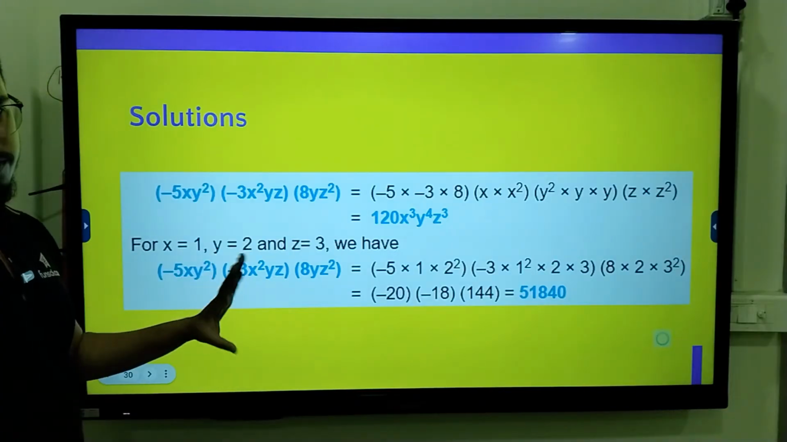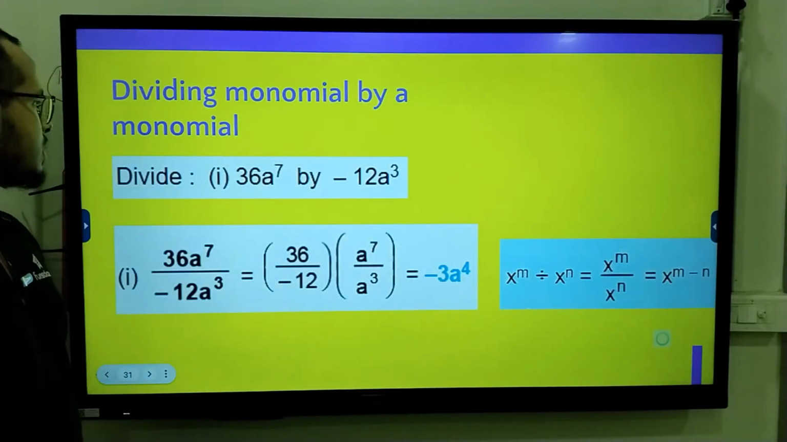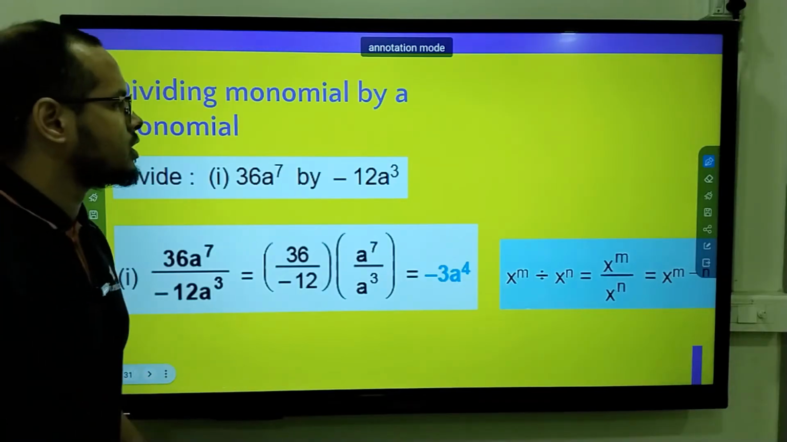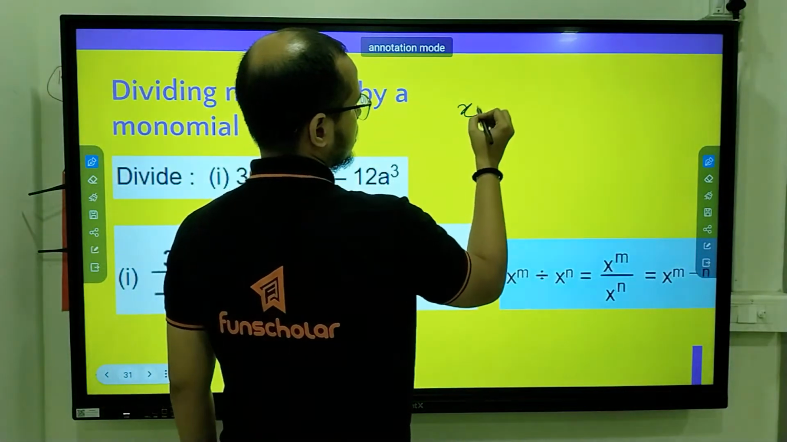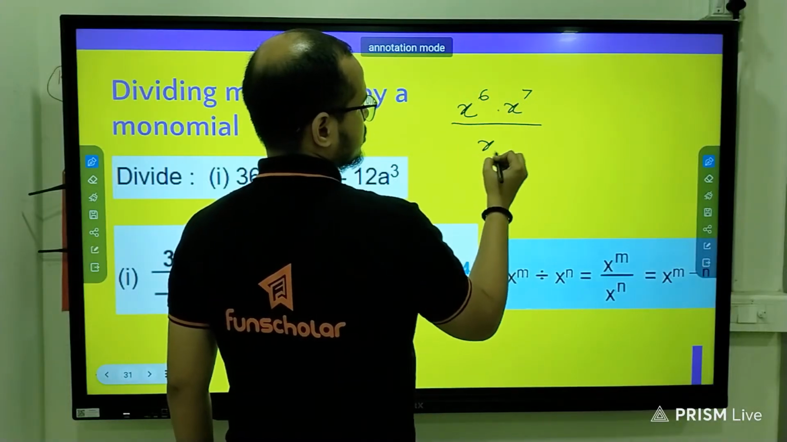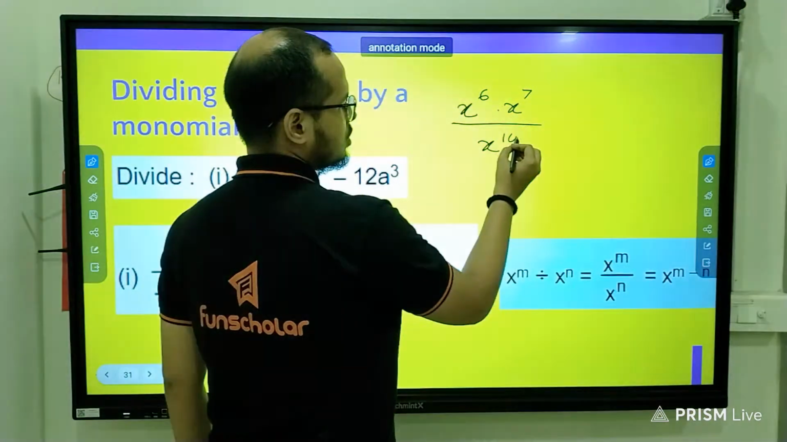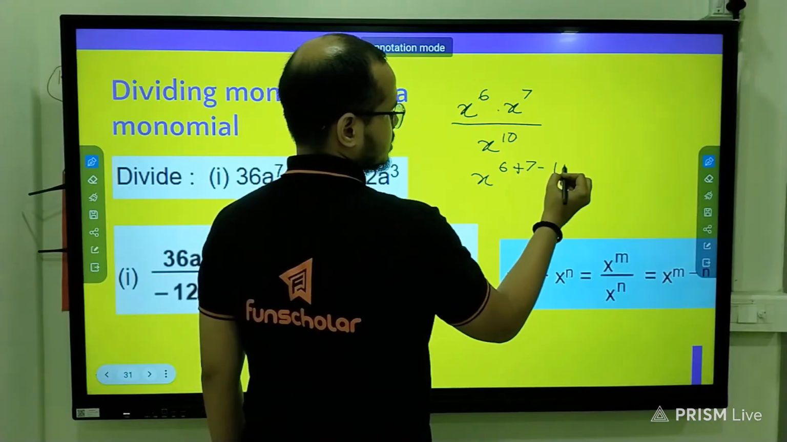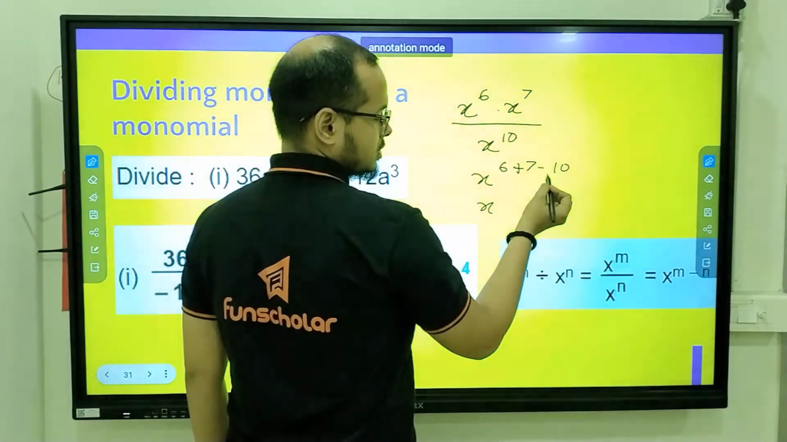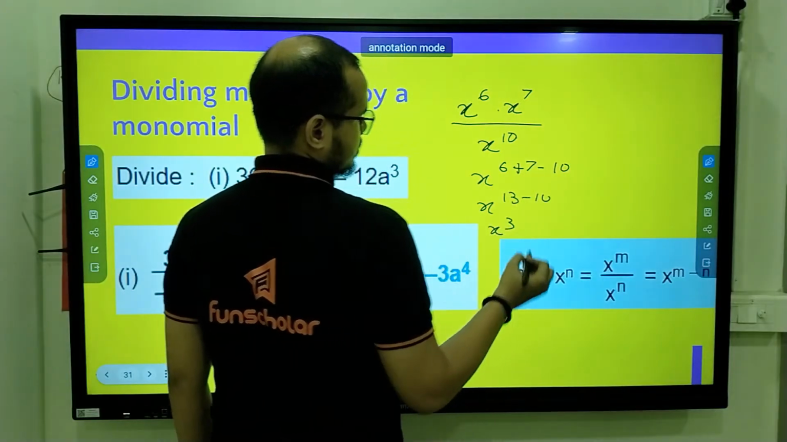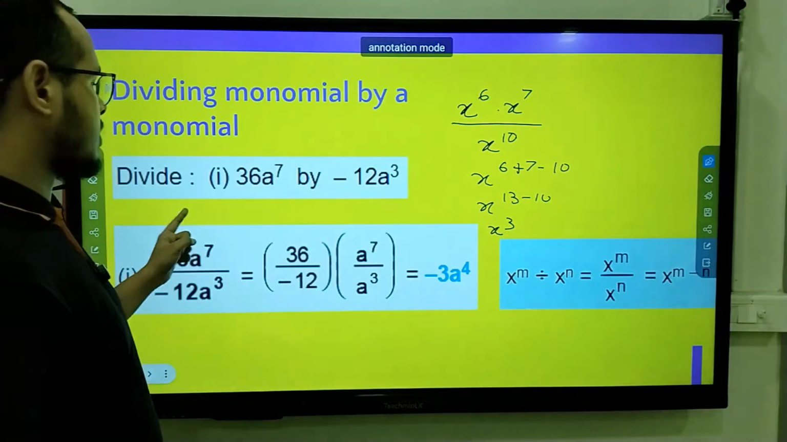Okay, we have understood this, we have also found the solution. Next, now dividing a monomial by a polynomial. Let's understand this. We have understood when we are using variables, we are doing this, but in case there is a division of variables, x⁶ into x⁷ divided by x to the power 10, if something like this is present and all the bases are same, we are going to write 6 plus 7 minus 10. So 6 plus 7 is 13. 13 minus 10 will give us x to the power 3. Okay, this is what we'll be doing here.